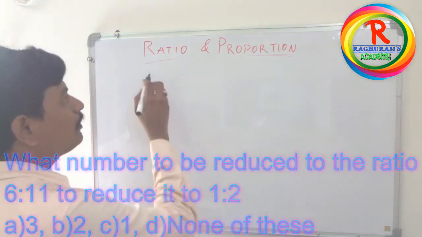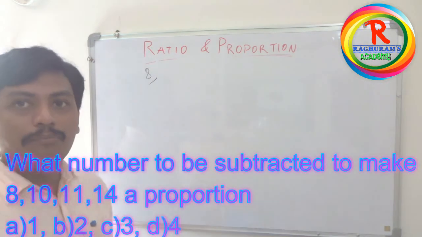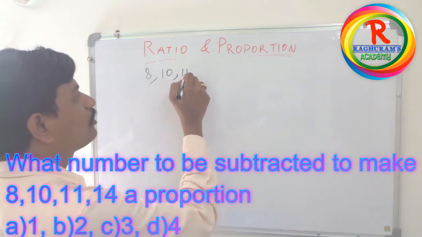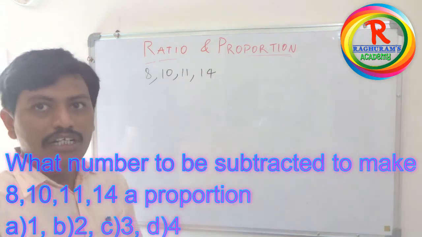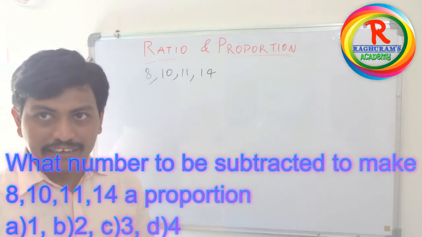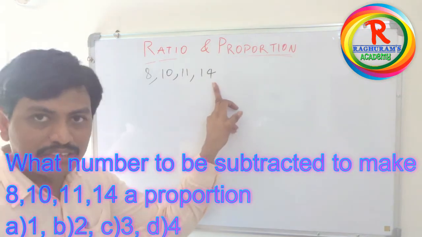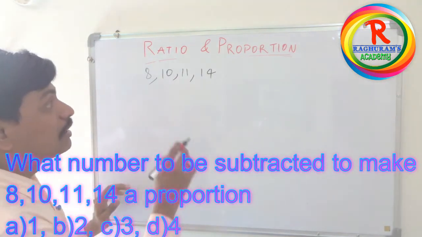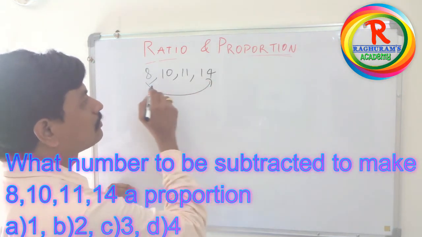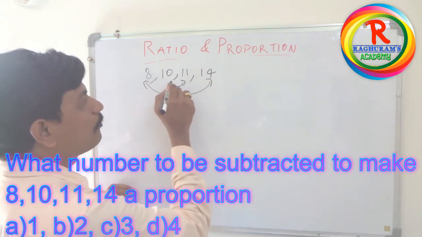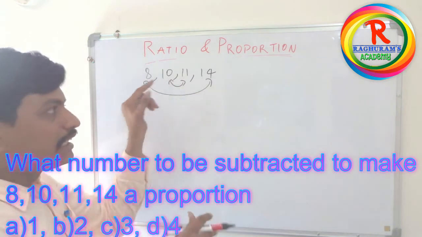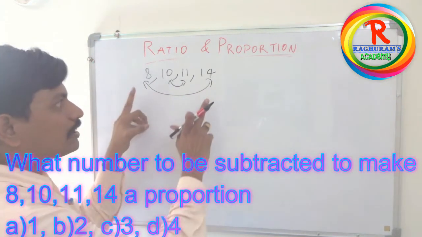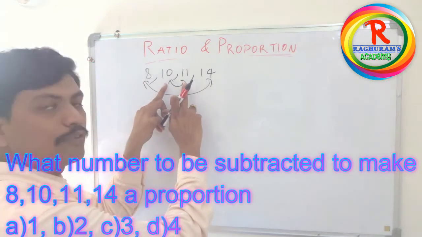Now given the numbers 8, 10, 11, 14. What number is to be subtracted to make it a proportion? This is not actually in proportion. What is the proportion rule? Product of extremes is equal to product of means. The middle two are called means and the first and last are called extremes. So the product of extremes must equal the product of means.